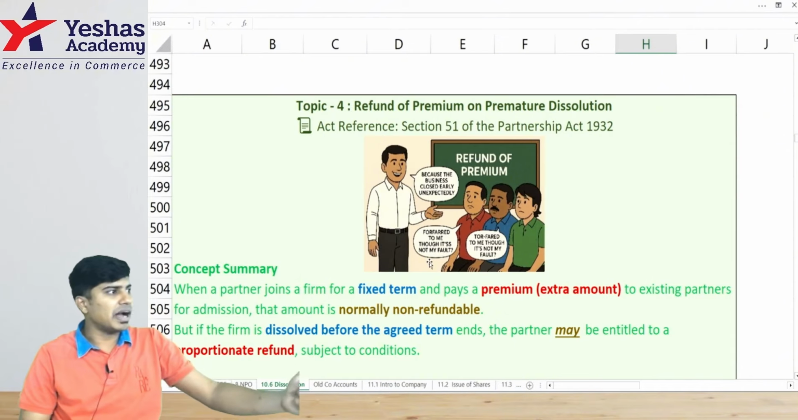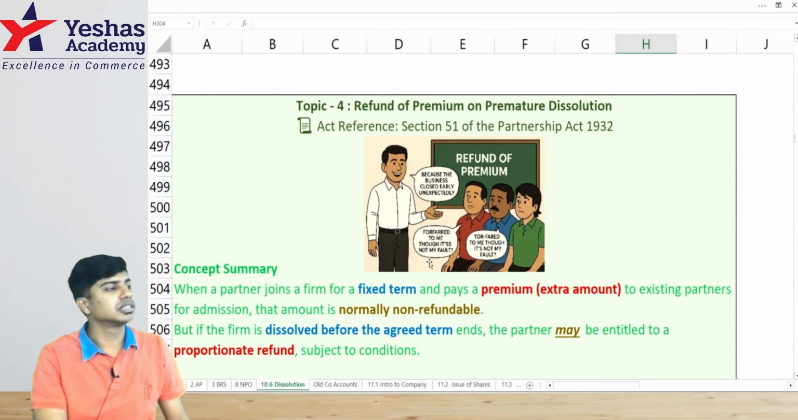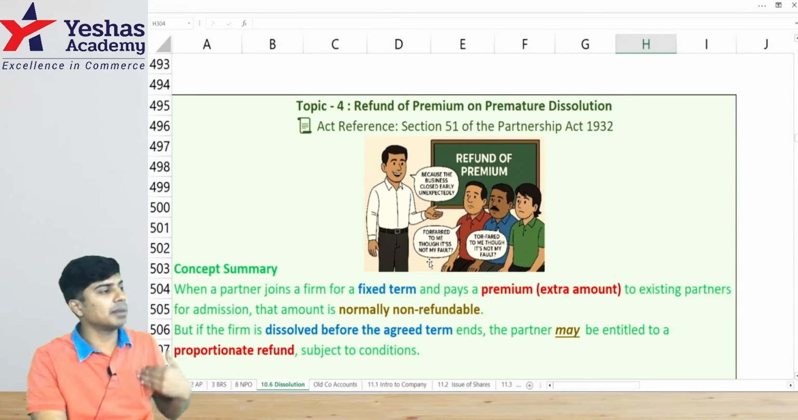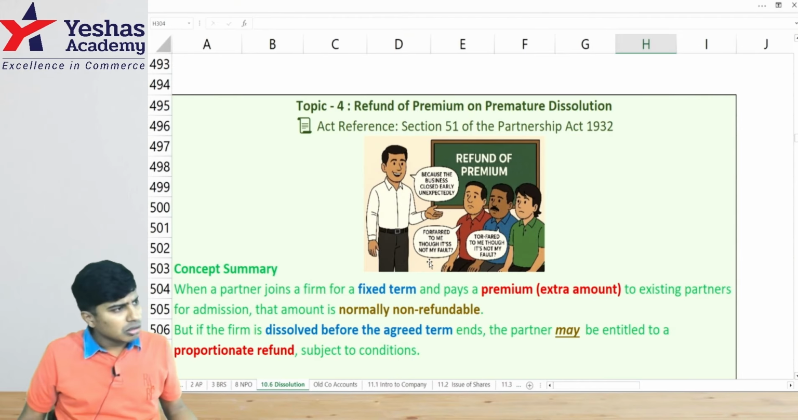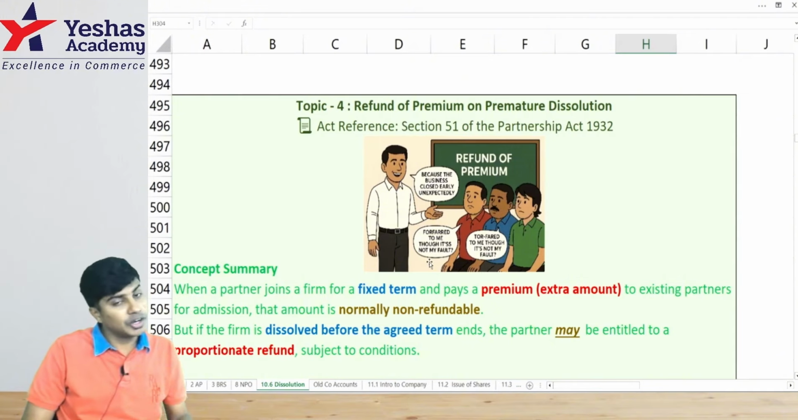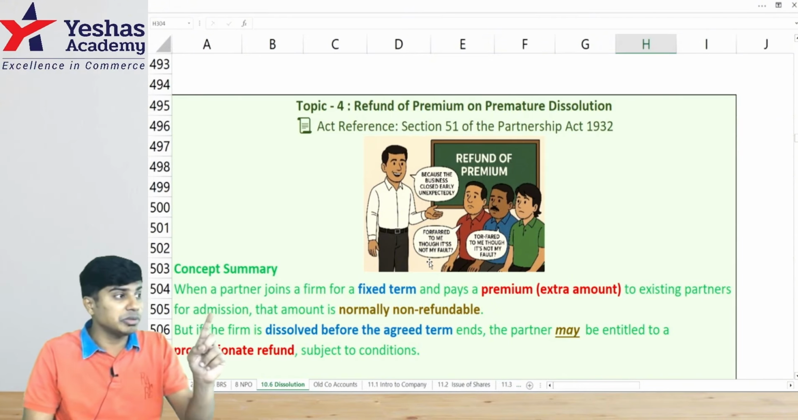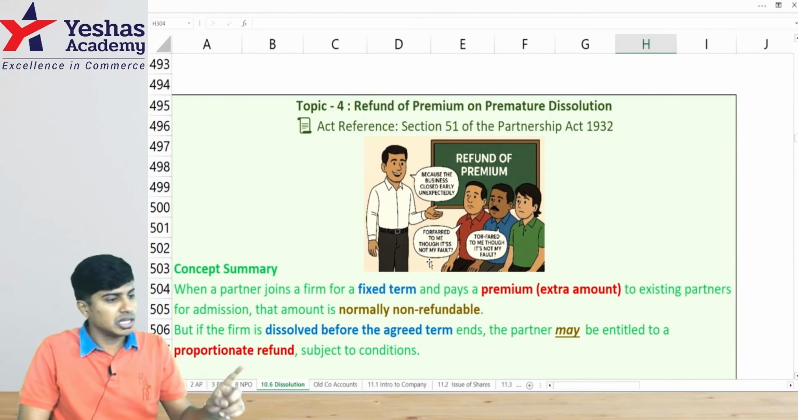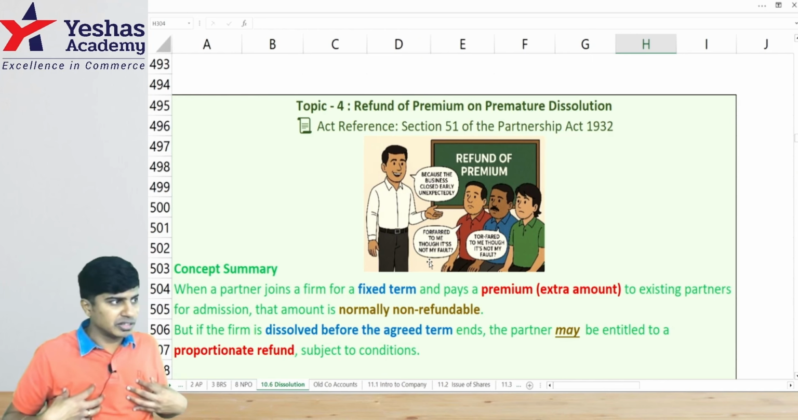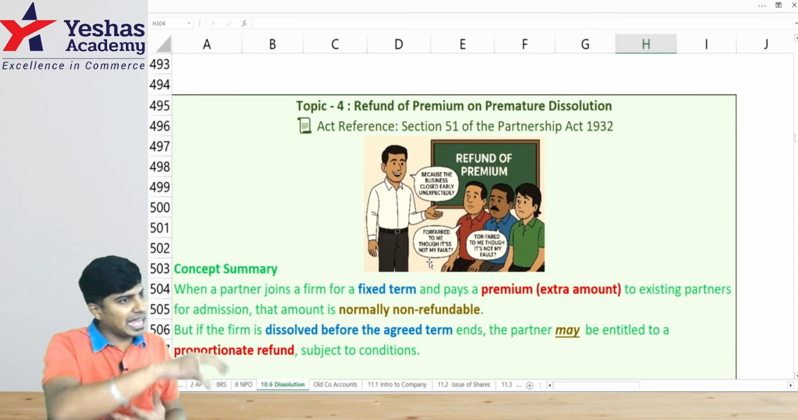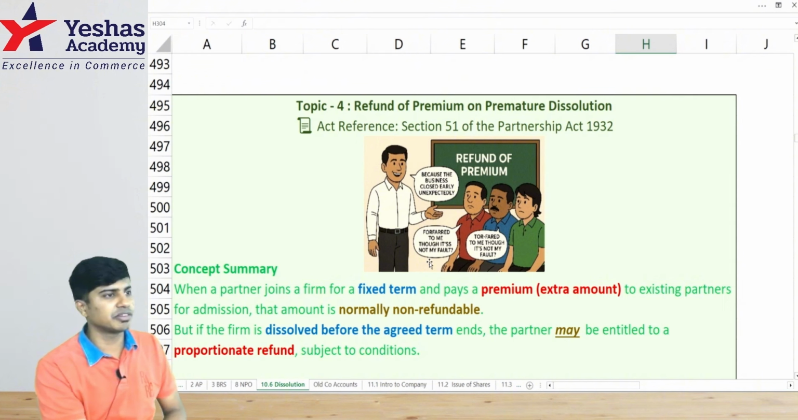You told me your partnership will survive for the next 10 years, and for 10 years I'll make profit. So you're asking me to pay upfront some premium to enjoy the benefits for 10 years. I agree. Let's say I pay 10 lakh rupees and you promised me that the partnership firm will be there for 10 more years, and I'm supposed to get profits. So I have paid you 10 lakh rupees and I became a partner in your firm.